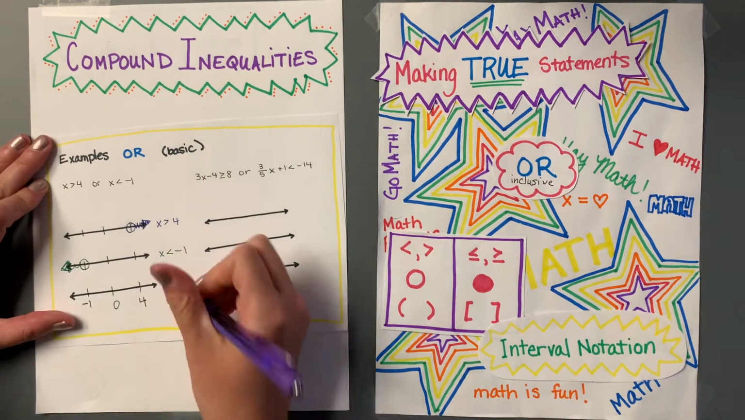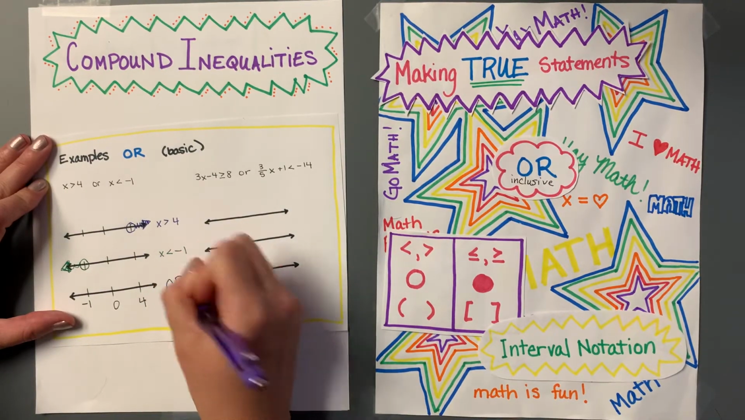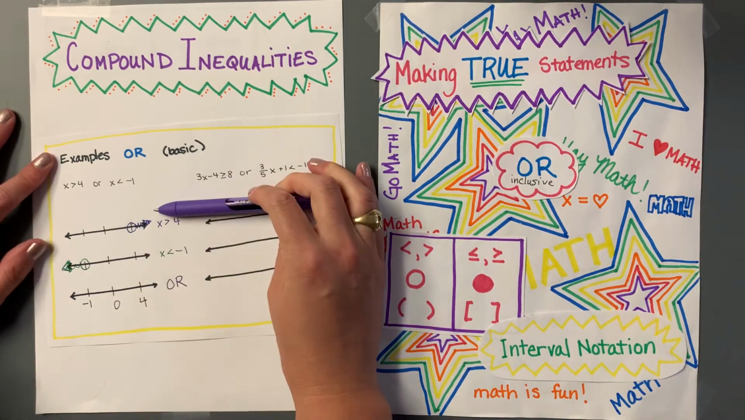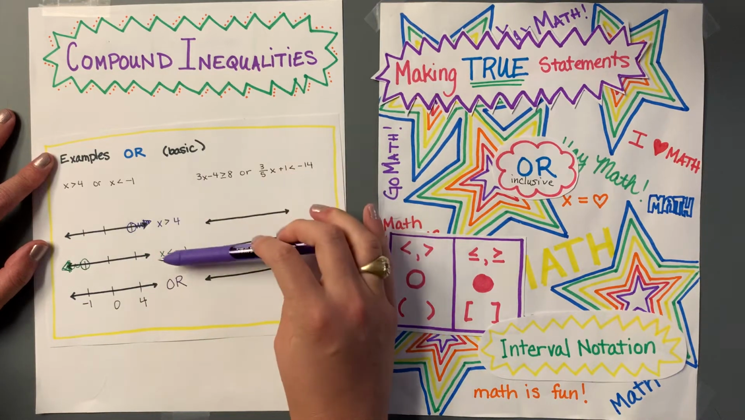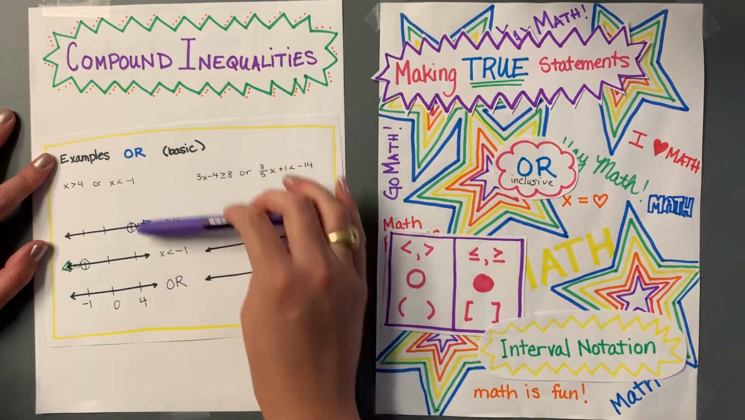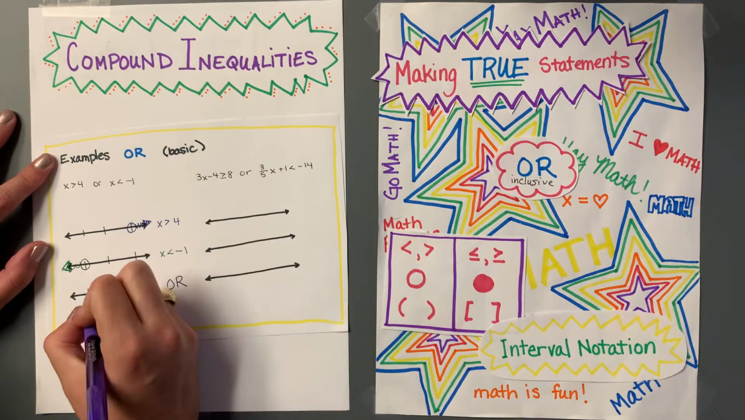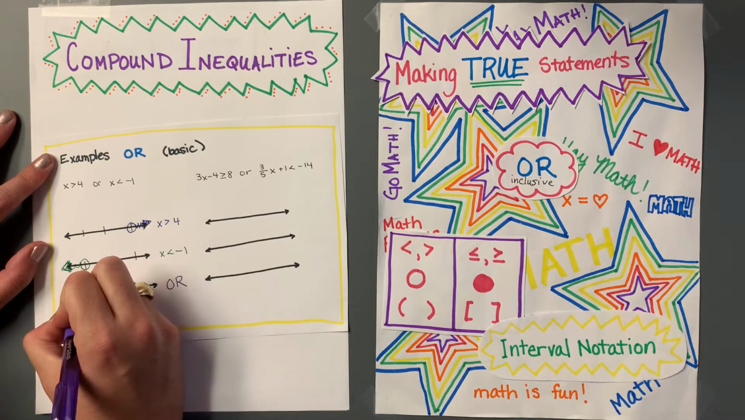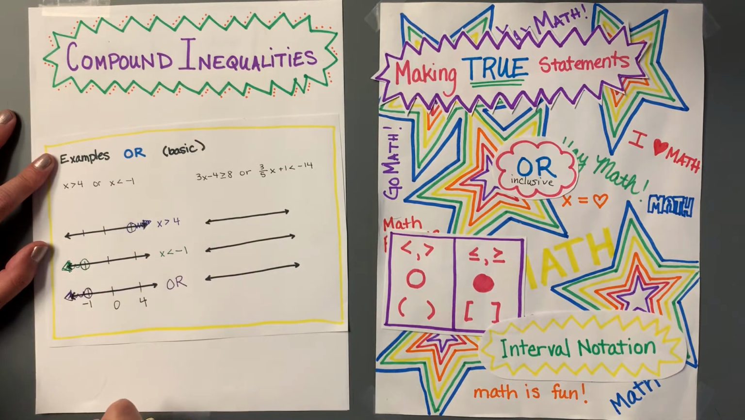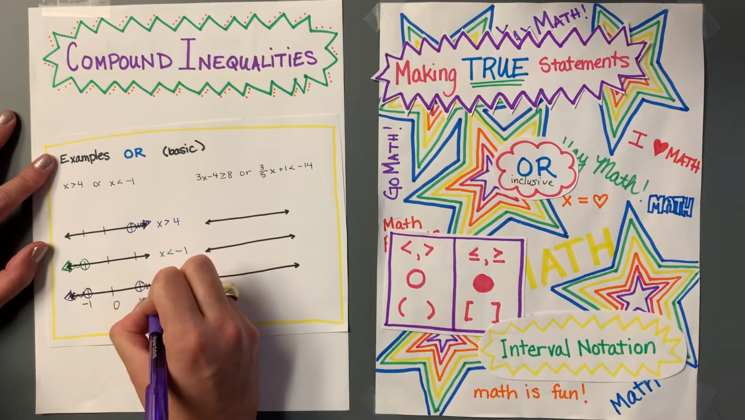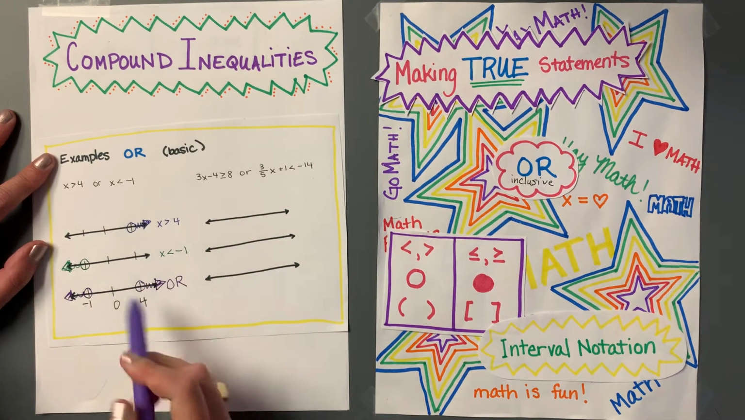And now I am looking for the "or". So this is everything that is on the first number line or on the second number line. So if you see it on either number line, it should get graphed down here. So that means everything to the left of -1 is shaded and everything to the right of 4 is shaded. 4 and -1 are not included.